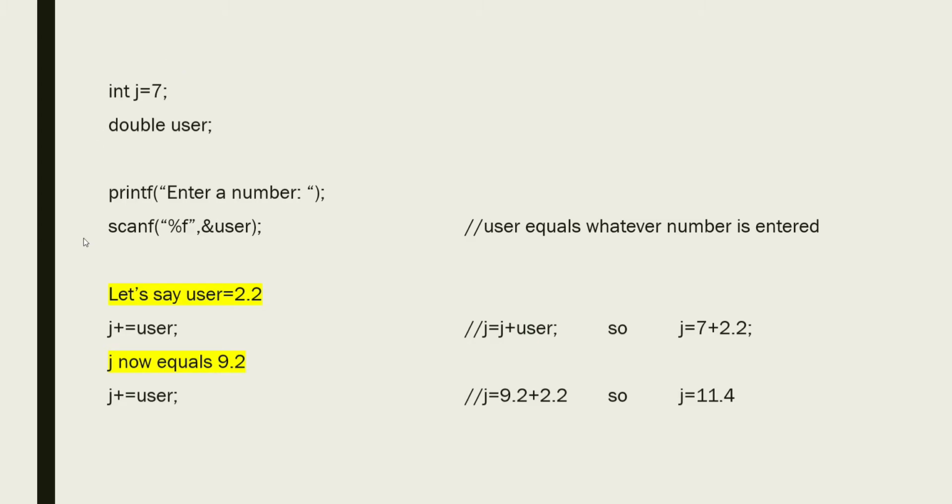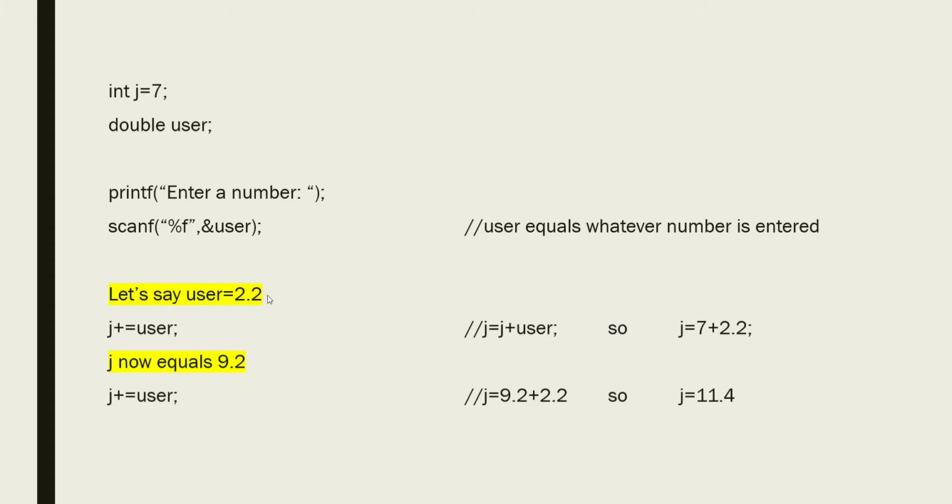So this is a program that I made. We're going to start off with j being declared as an integer, 7. And now we're also declaring another variable as a double, which is user. So we're printing out the statement "enter a number," and we're asking for input, and it's going to be stored in user, and this is a double. So user equals whatever number is entered.